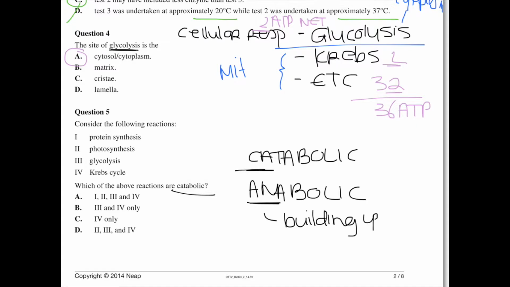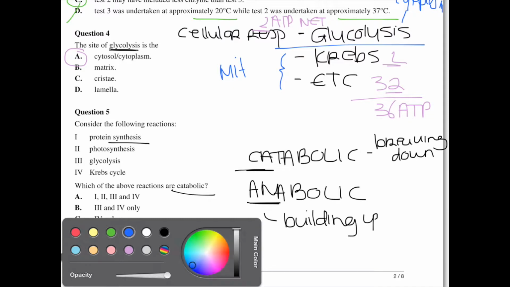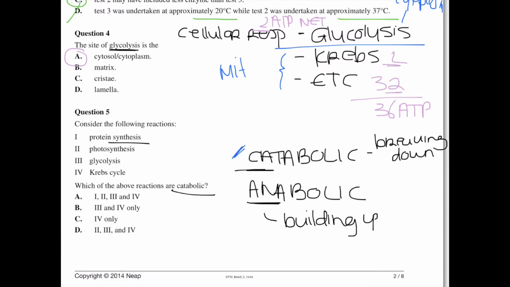Catabolic, C for cutting, so it's breaking down. All right, protein synthesis. Synthesis is creating, so that's building up. I'm just going to color code these to make it a little bit easier. We'll have blue as catabolic and purple as anabolic. So protein synthesis is building it up because it's creating proteins.